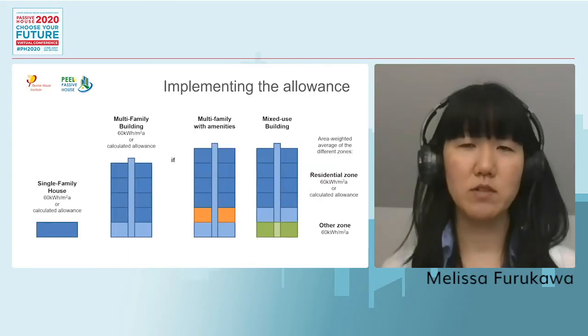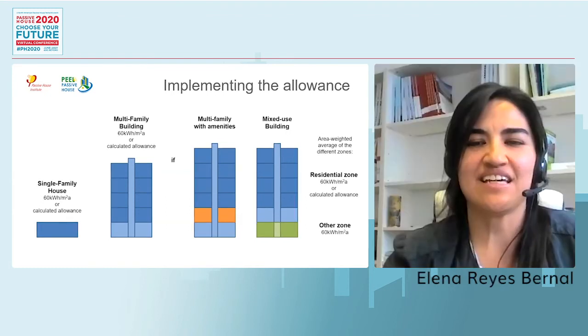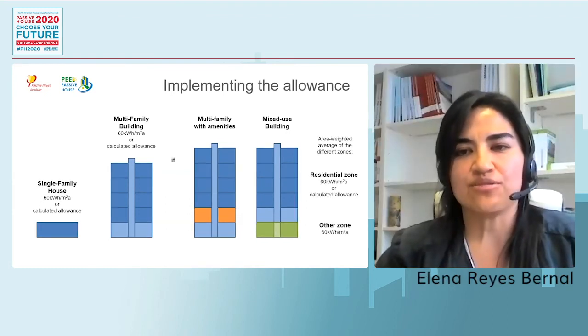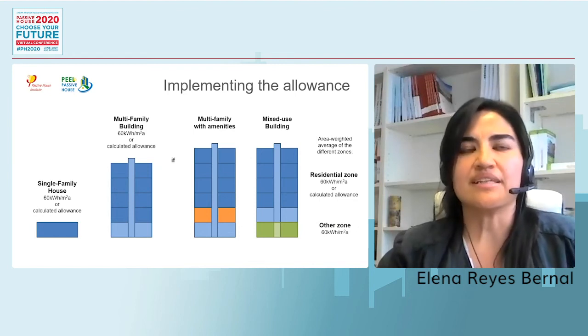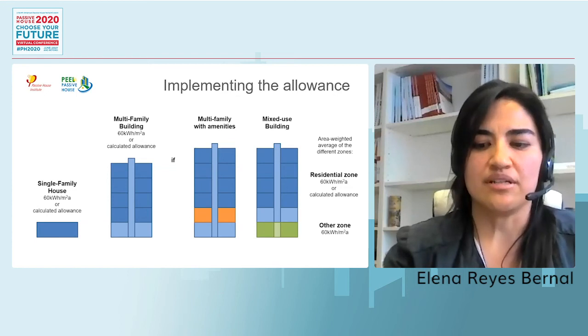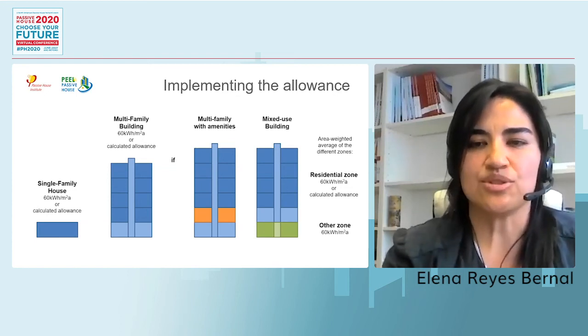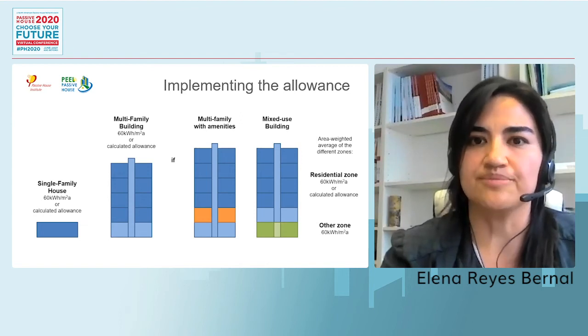Okay, and now I'm going to hand it back over to Elena to talk about implementing the allowance. Thank you, Melissa. So for this last part, I'm going to talk to you about some additional tips about how to implement the allowance for the different projects, and then go through some of the conclusions and lessons learned that we had through the study, and inform you a bit about the next steps that we want to have with this tool.